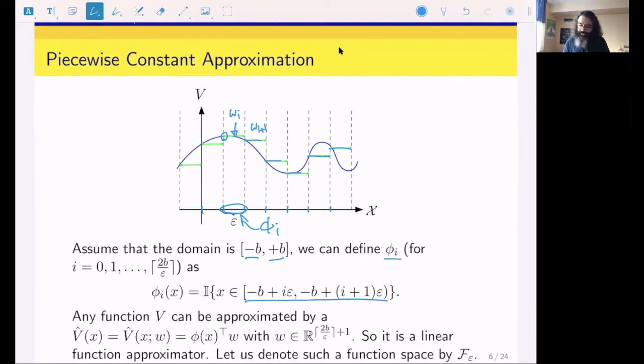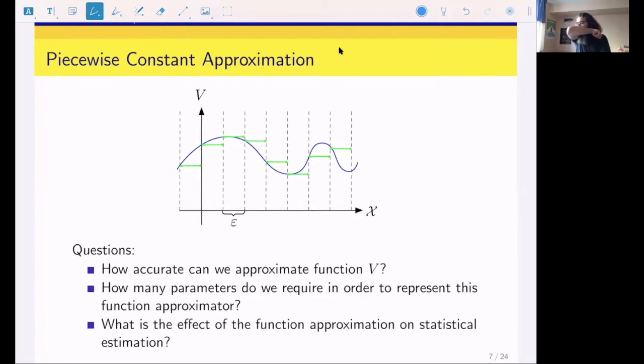And then we can represent the value function as just a linear combination of these phi_i's. So it's a linear function approximator. And for now, we can denote it with f of epsilon. This is not a notation that I'm going to use throughout the course, but at least for now.